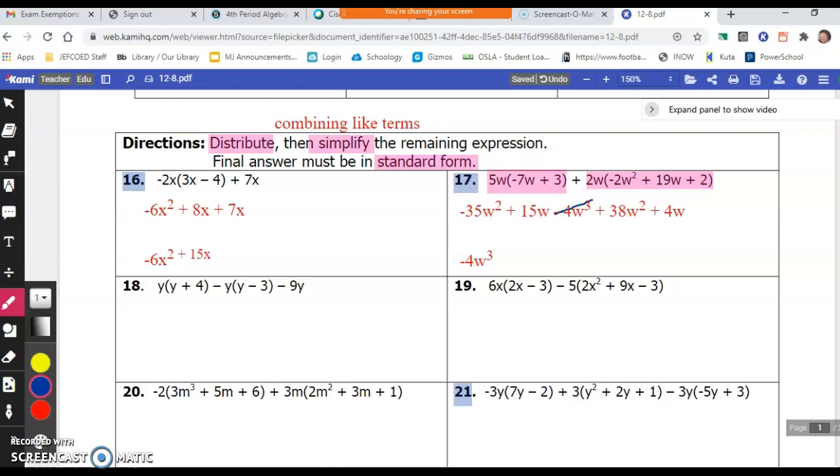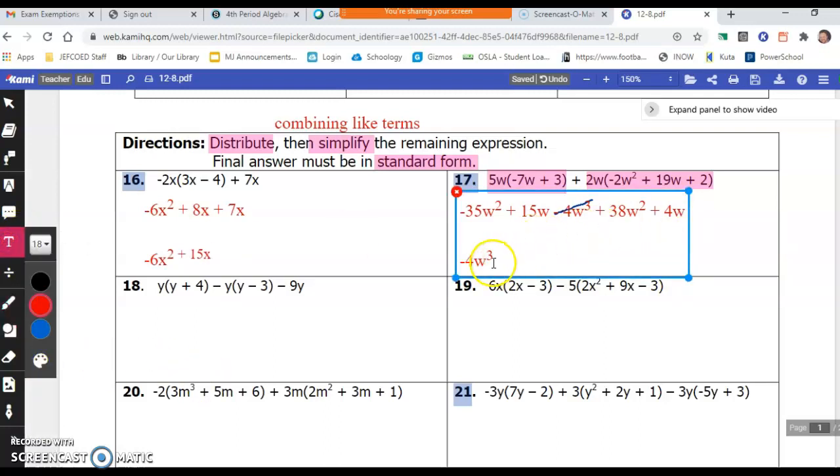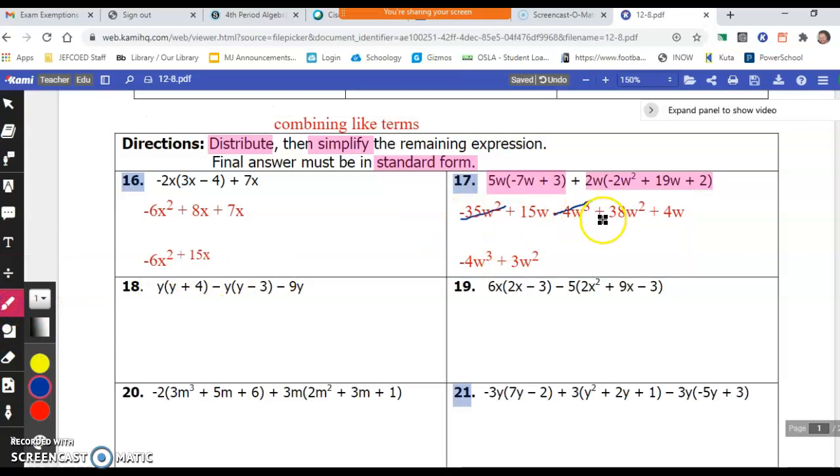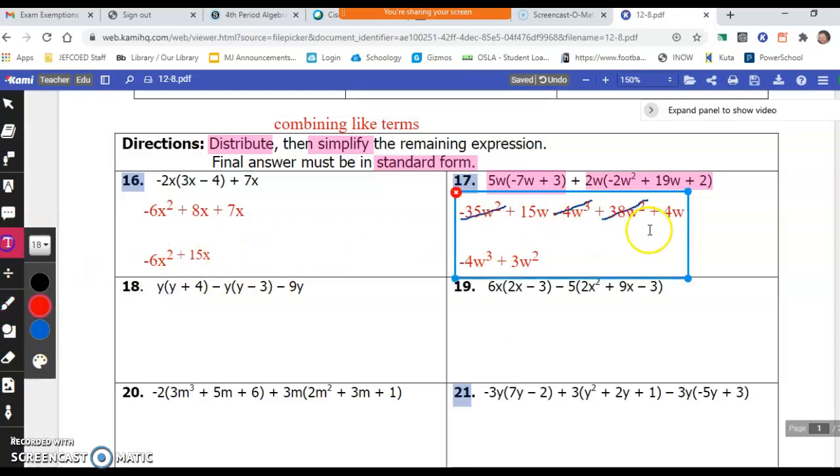Okay? Now let's go back and let's do the w squares. So we've got negative 35w plus 38w squared. What's that going to be? 3w. So plus 3w squared. And then cross those out. And then we have 15w plus 4w is going to be what? Plus 19w.